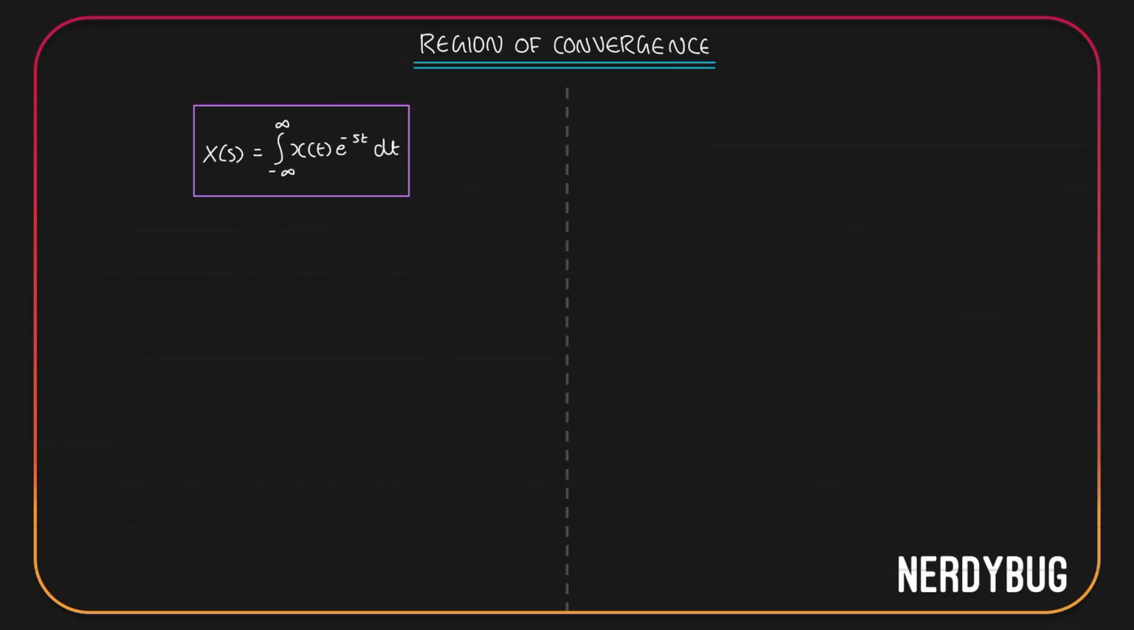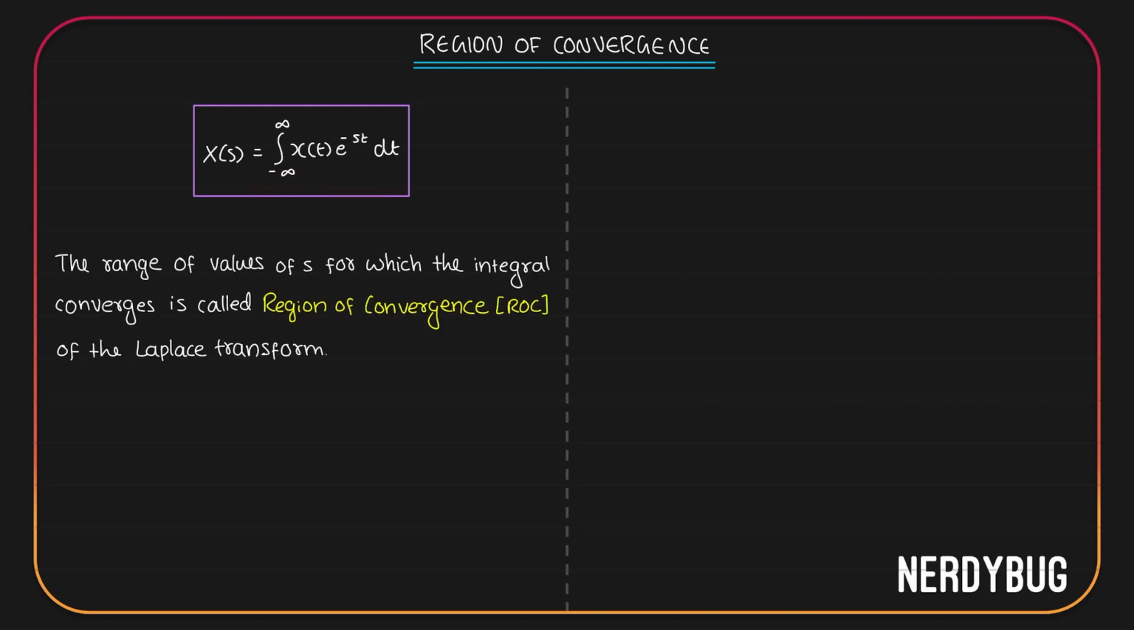From what we learned by solving the last two problems, let us define the region of convergence of Laplace transform. We know Laplace transform of a function x of t is given like this. X of s is equal to integral from minus infinity to infinity x of t e raised to minus st dt. Then the range of values of s for which the integral given over here converges is called the region of convergence, or ROC, of the Laplace transform.